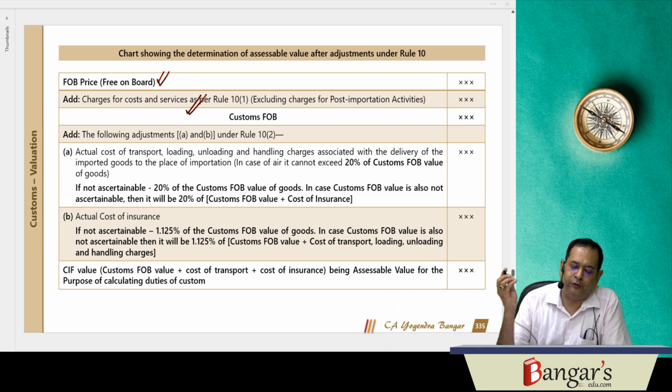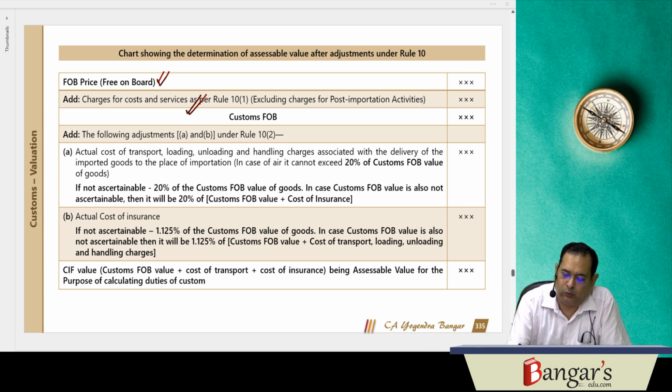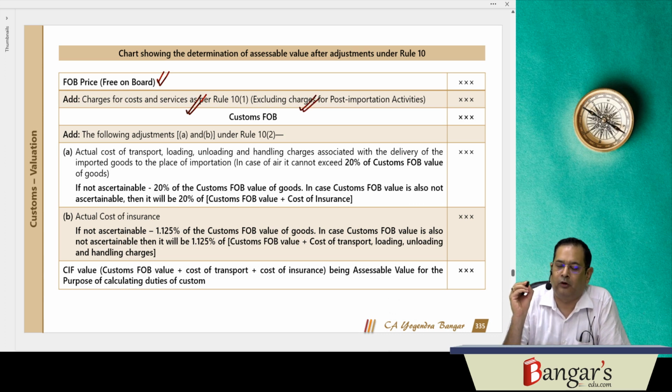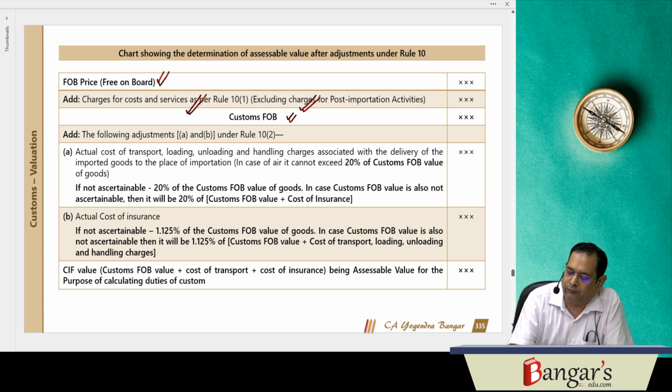So charges for costs and services as provided in rule 10(1), the same is included, excluding what? The charges for post-importation activities. What is excluded is charges for post-importation activities. Now this will give you what? The customs FOB value. In this we have to add, say, first one is cost of transport. We have to add what? Cost of transport. If it is actual, it will be added.